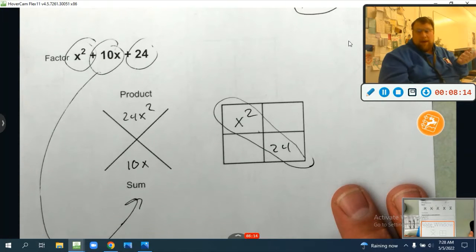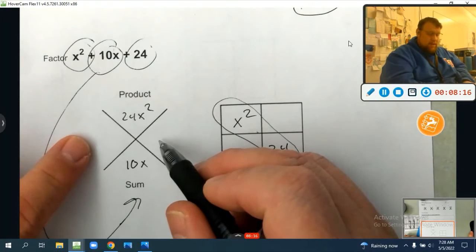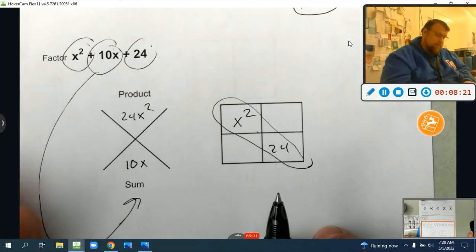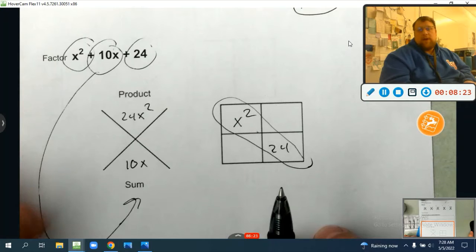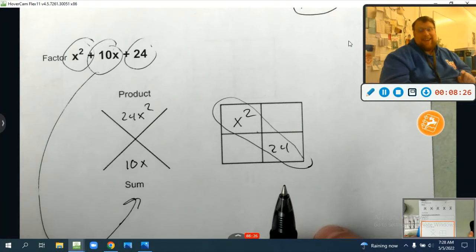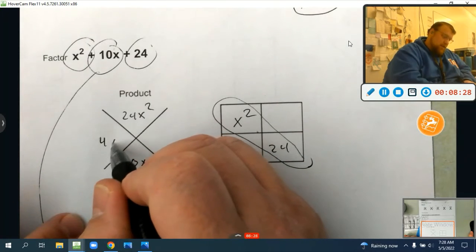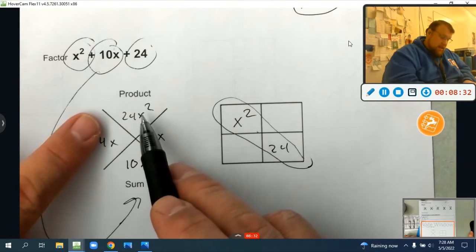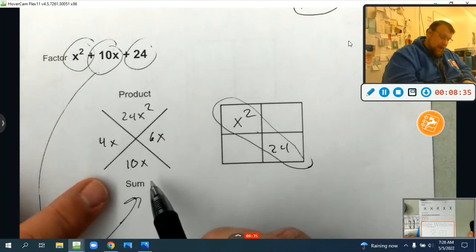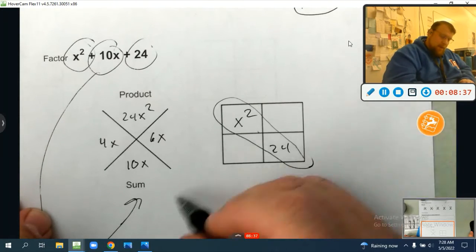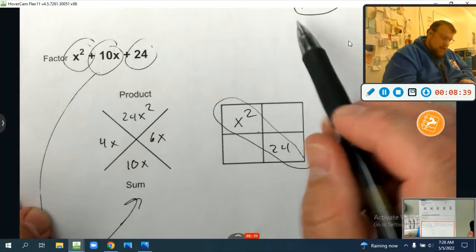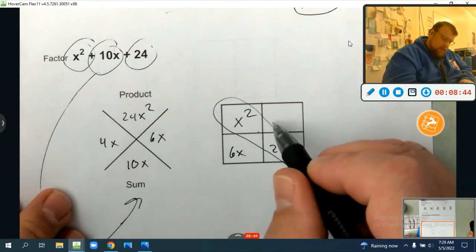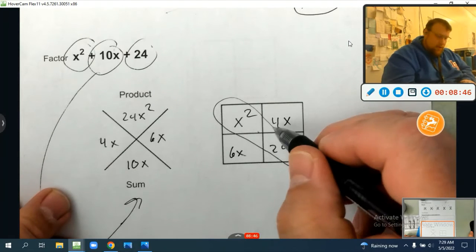I could do 12 minus 2 to get 10. The problem is if one of these is negative, a negative times a positive would make this a negative and this positive, so that won't work. Then I've got 4 times 6. Wait, 4 times 6 is 24, and it adds to 10. So let's do that. 4x, 6x. Again, multiplies to 24x squared, adds to 10x. So let's write it down. Doesn't matter which order again. Last time I put the left down here, so this time I'll put the right down there. So 6x and 4x. You can try it opposite, you'll get the same answer.